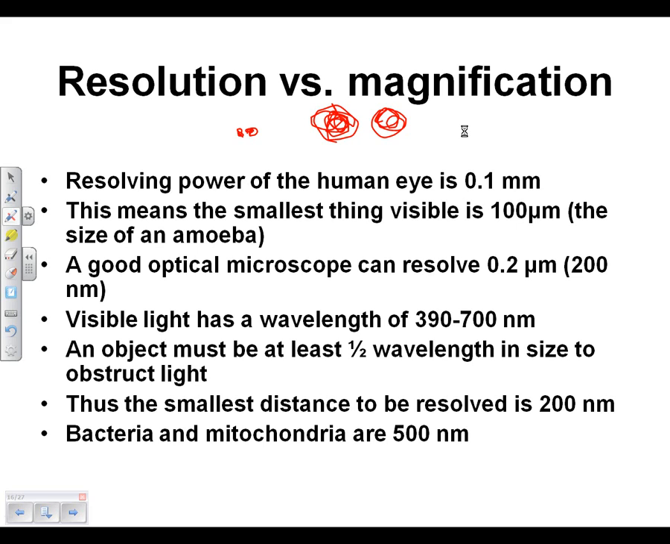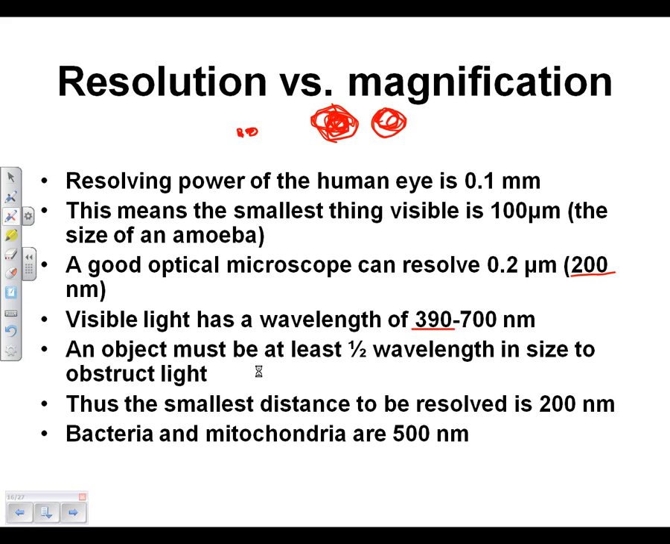So what you should see is a good optical microscope. The ones that we have, and they're pretty decent, can resolve about 0.2 microns or 200 nanometers. The reason for that is visible light has a wavelength of 390 to 700 nanometers, the wavelengths that we're able to perceive. To see something, it has to be big enough essentially to block a wavelength of light, which means it needs to be at least half a wavelength in size to obstruct light. So the smallest thing we can see is essentially half of 390, so that's why we see about 200 nanometers.